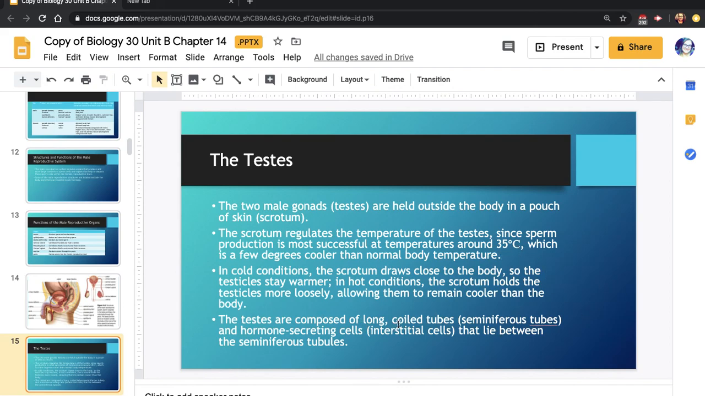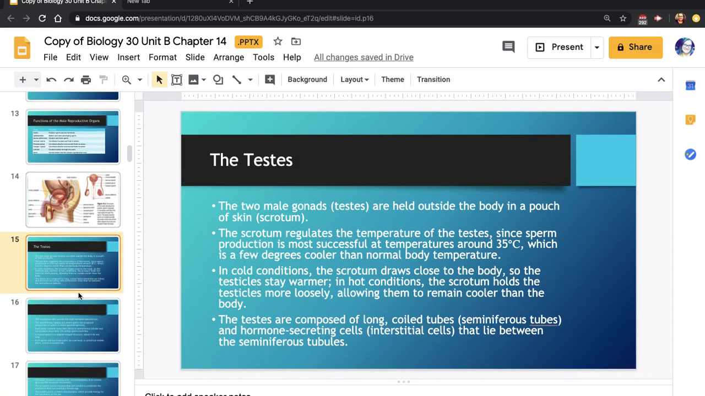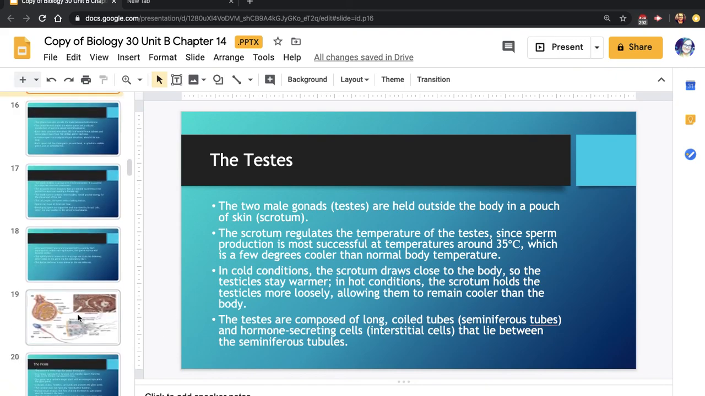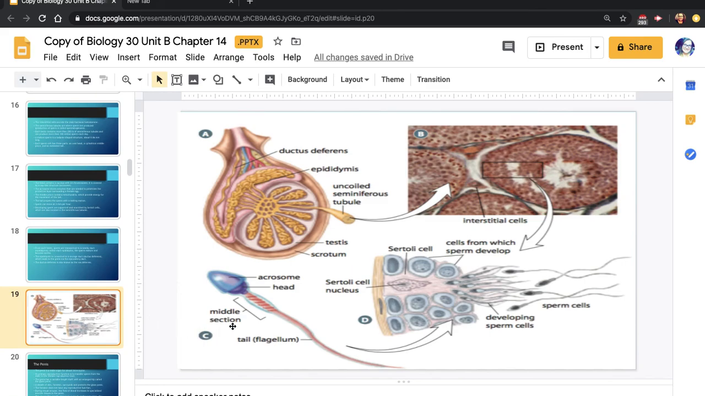The testes are composed of long, coiled tubules called seminiferous tubules and hormone-secreting cells called the interstitial cells that lie between the seminiferous tubules. I think it's hopefully going to show you a picture of that. Maybe not. I'm going to skip to where it shows a picture of that. So if we look inside of the testes, it actually looks like this, which looks kind of gross to me, but anyway.